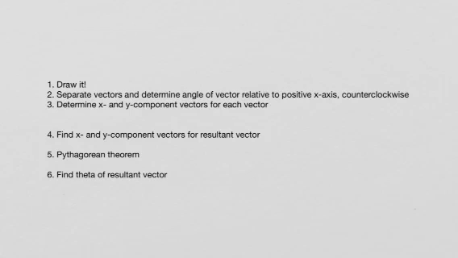So let's go through the steps of vector addition using the component method with a given problem. In this problem it says Jamie walks 4 meters east and then 5 meters at 50 degrees north of west. So I'm going to skip between two pages here, but our first step will always be to draw.